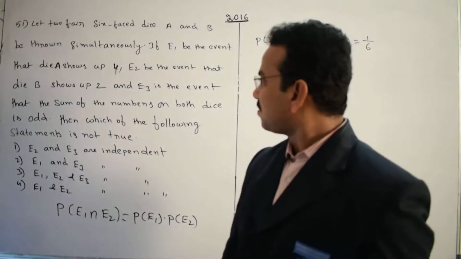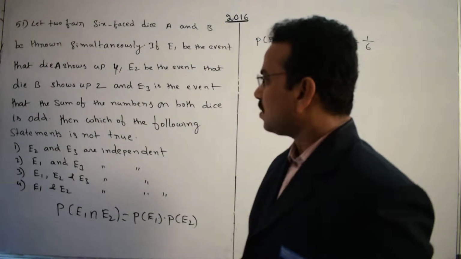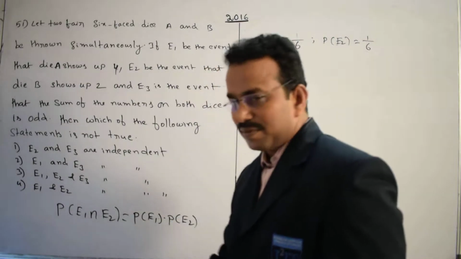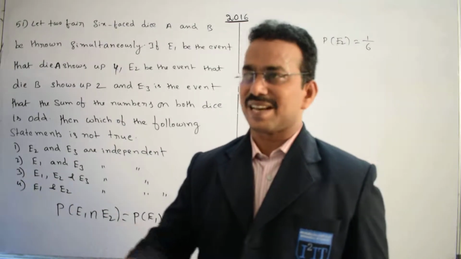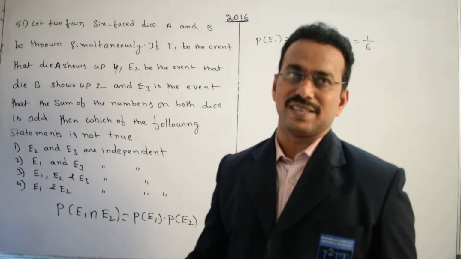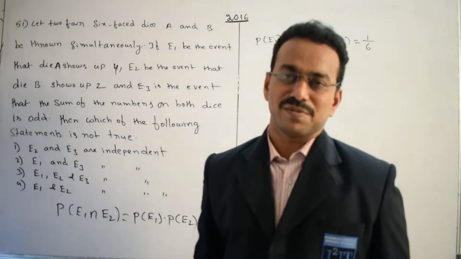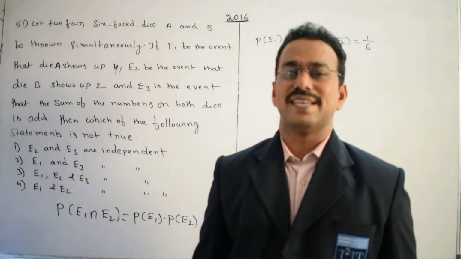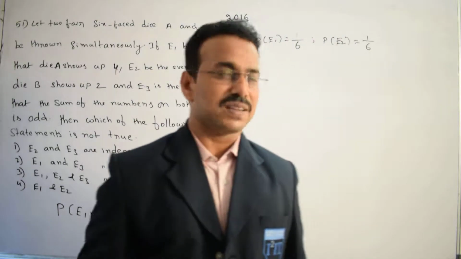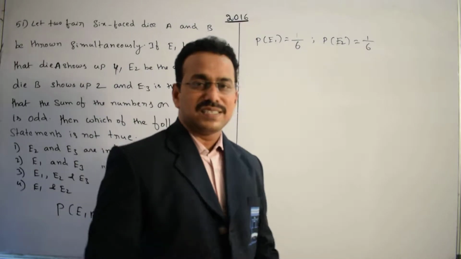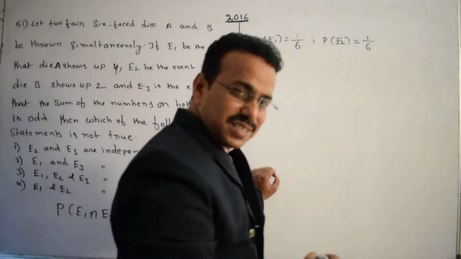Now what is the probability of E3? E3 is the event that the sum of the numbers on both the dice is odd. So here when two dice are thrown simultaneously, and then we calculate the sum, if the sum is odd, that is a favorable case. When two dice are thrown, first we will find the total number of outcomes, and then the favorable cases. Total number of outcomes is 36. So I am writing one by one all 36 possible outcomes.